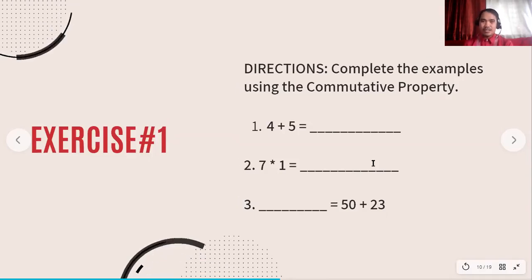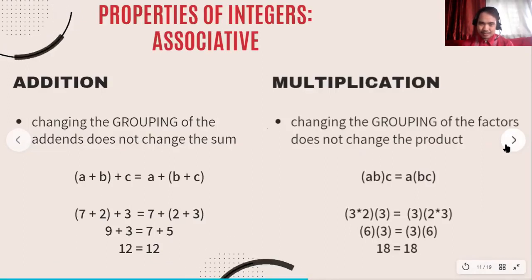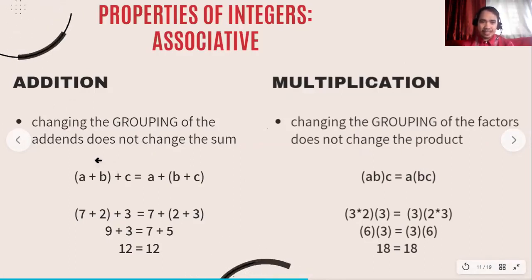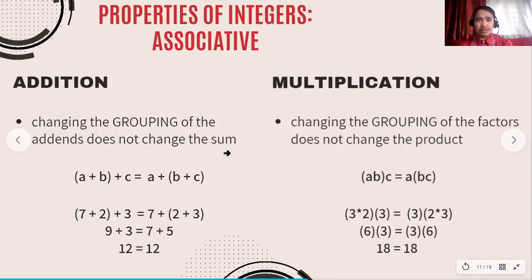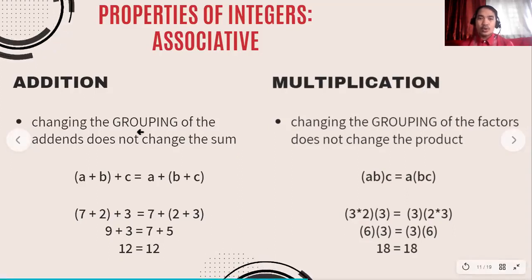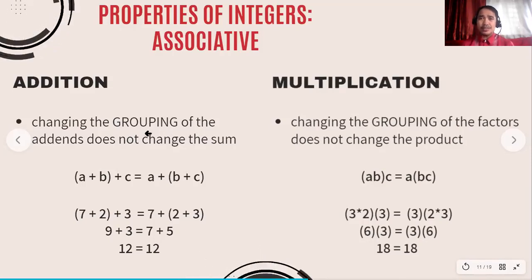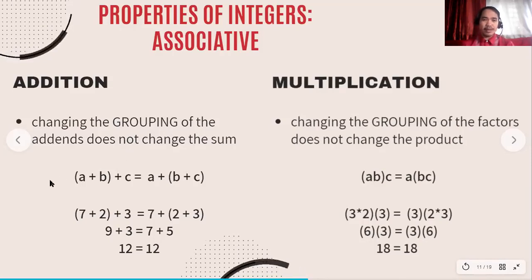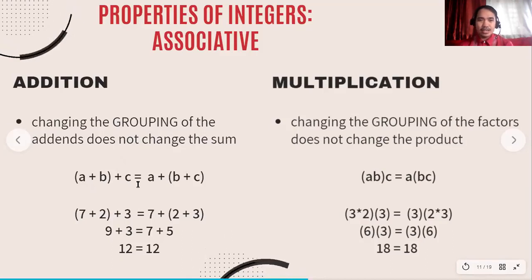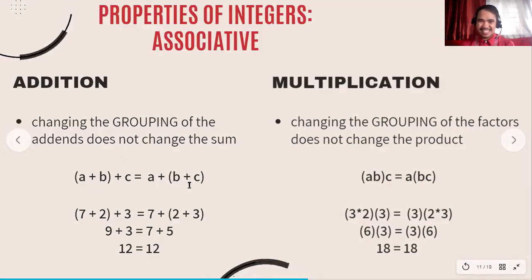Okay, let us proceed. Our next property is the associative property. In addition, changing the grouping of the addends doesn't change the sum. If in commutative, we deal with order, remember that in associative, we deal with groups, the grouping of the numbers. For addition, the mathematical notation is the quantity a plus b, plus c, is equal to a plus the quantity b plus c. Okay, very good.